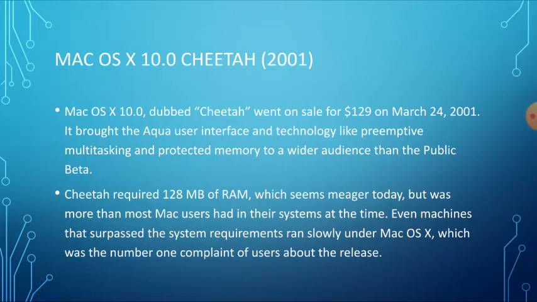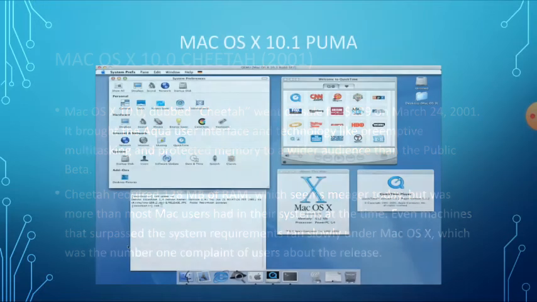Cheetah required 128 MB of RAM, which seems small but was more than most Mac users had in their system at the time. Even machines that surpassed the system requirements ran slowly under Mac OS X, which was the number one complaint users had about the release.